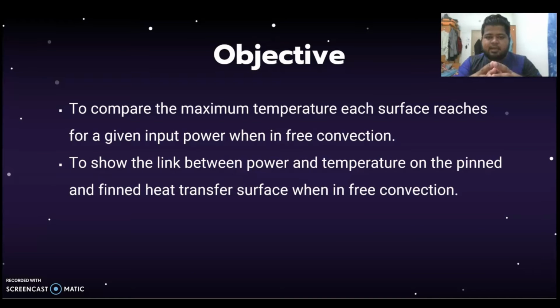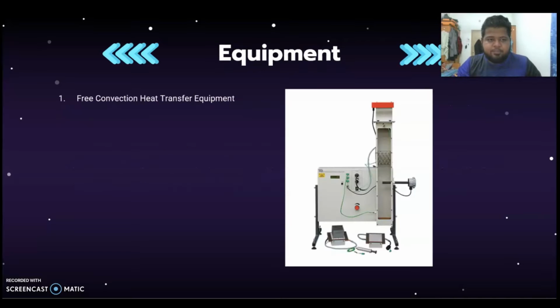Next, let us look at the objective. The objective of this experiment is to compare the maximum temperature each surface reaches for a given input power when in free convection. Next is to show the link between power and temperature on the pin and fin heat transfer surface when in free convection.